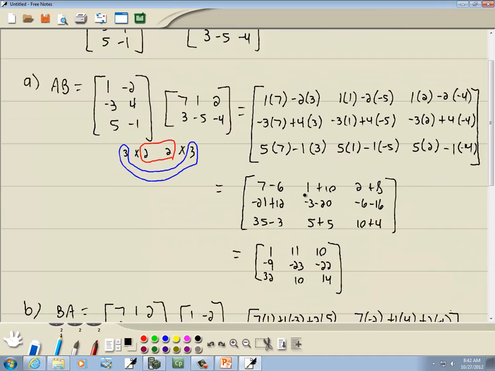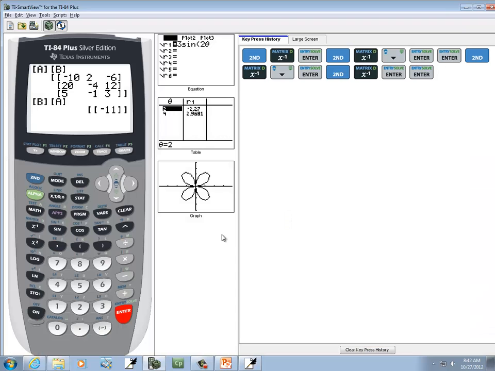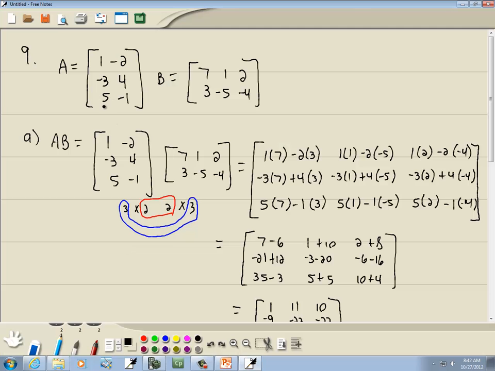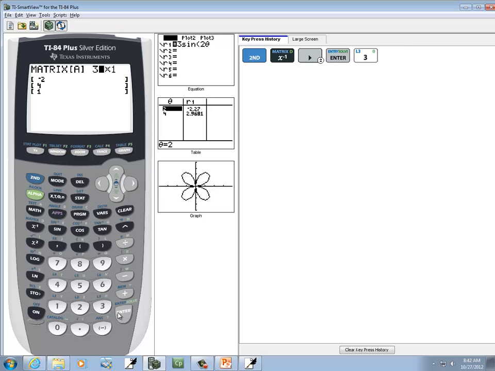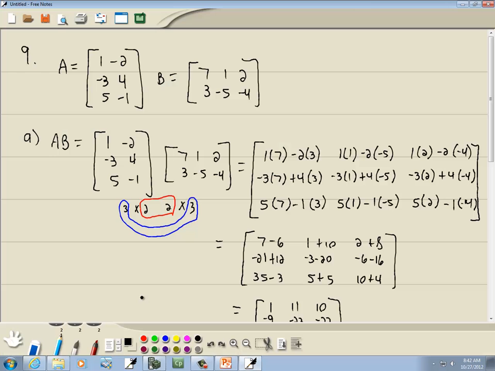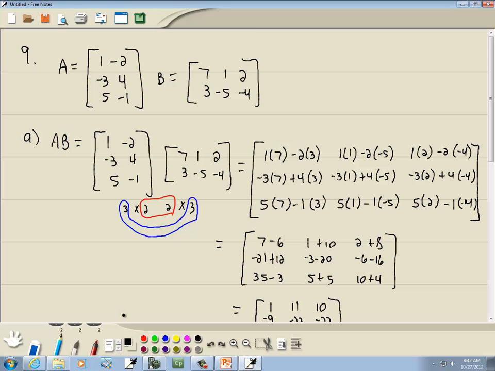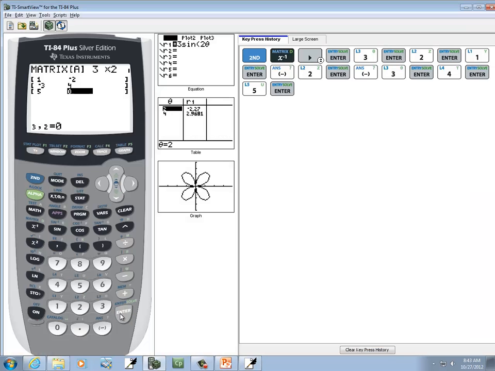Let's go and plug this in the calculator and see what we get. So let's go input our matrices. Second, x negative 1. Right arrow to edit. Enter on A. This one, rows by columns, 3 by 2. So 3 enter, 2 enter. And we got 1 enter, negative 2 enter. Negative 3 enter, 4 enter. 5 enter, negative 1 enter.